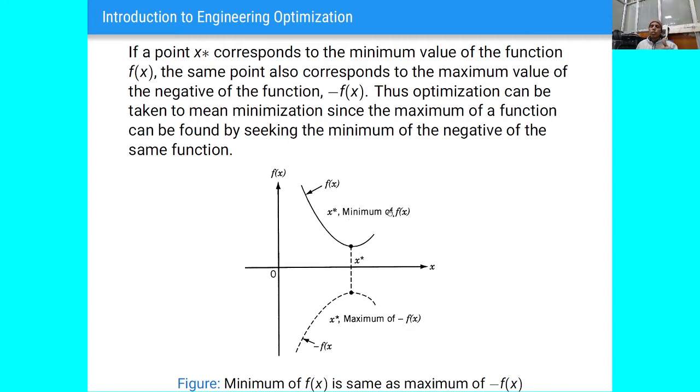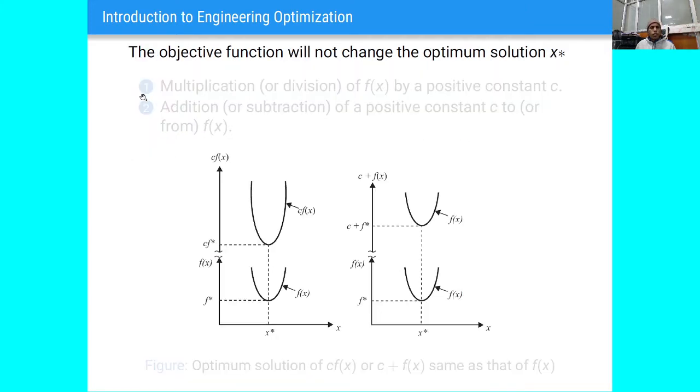So if we have studied, suppose, a maximization problem, then we can alter it and use the particular technique for the minimization case also by multiplying by a minus sign, or by minus 1. This way we will be using different techniques, because it will not impact the optimum value of your x. There are other operations also which do not affect the optimum value, that is the multiplication or division of your function by a positive constant.